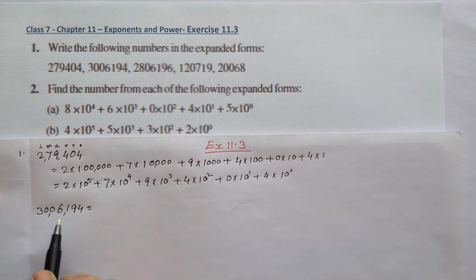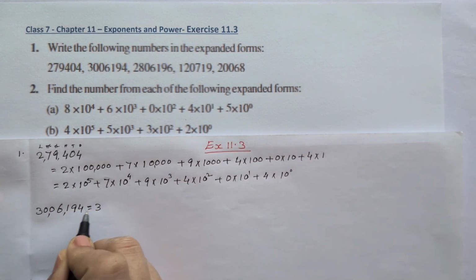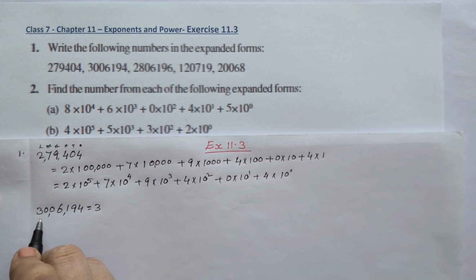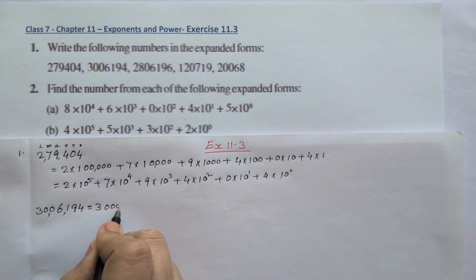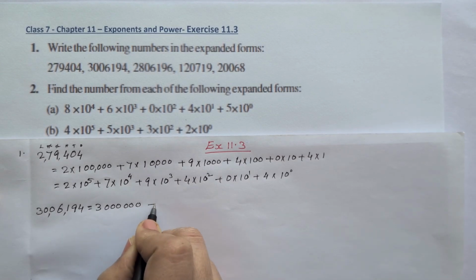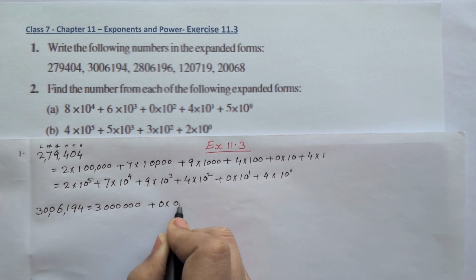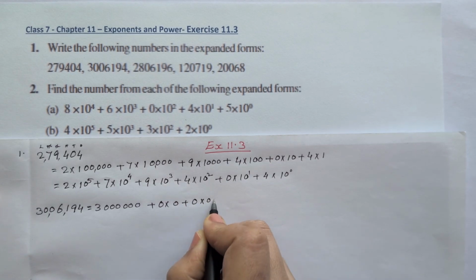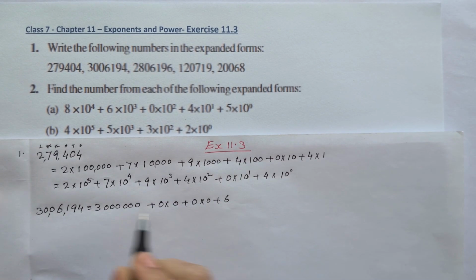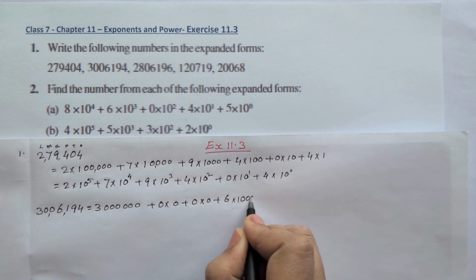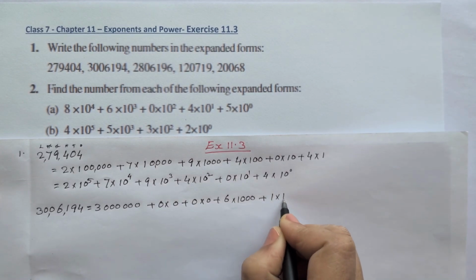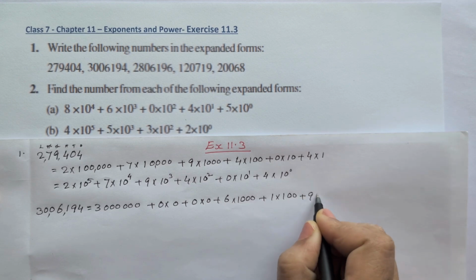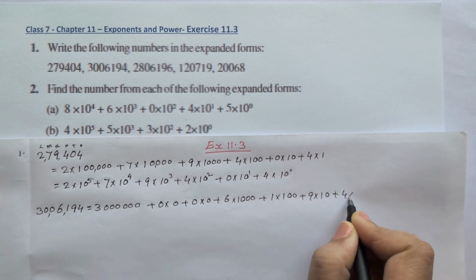This number is 30,06,194. So 3 is coming in the 10 lakhs place. So 3 into 6 zeros, plus 0 into 5 zeros it will come, that means 0 itself. Again 0 into 4 zeros. Then 6 into here 3 zeros, 1000. Plus 1 into 100. Plus 9 into 10 plus 4 into 1.